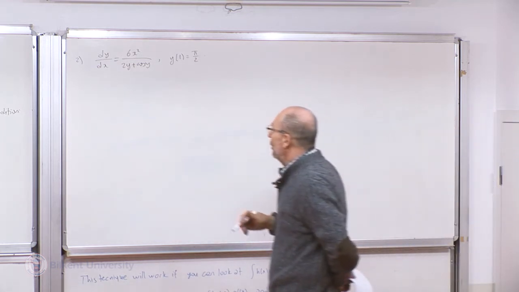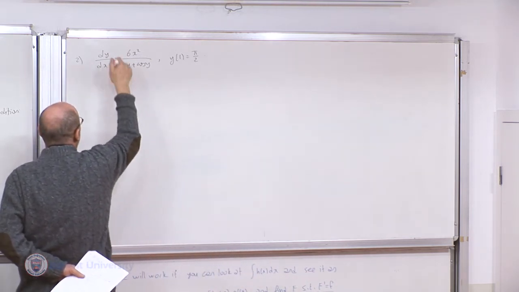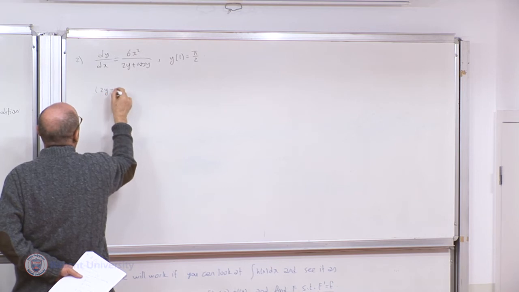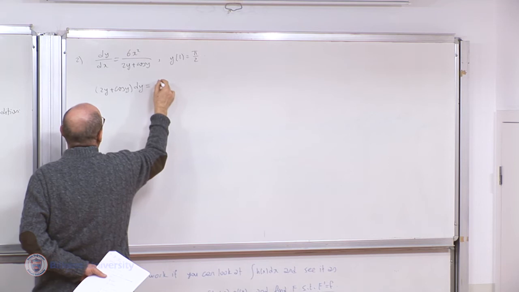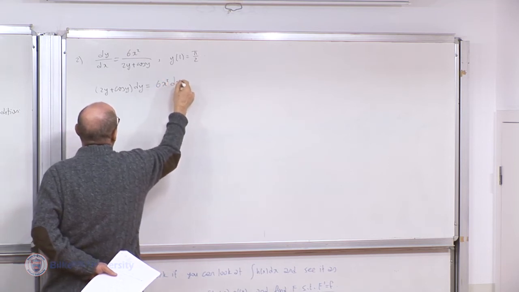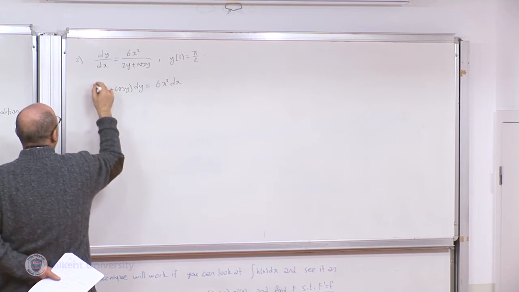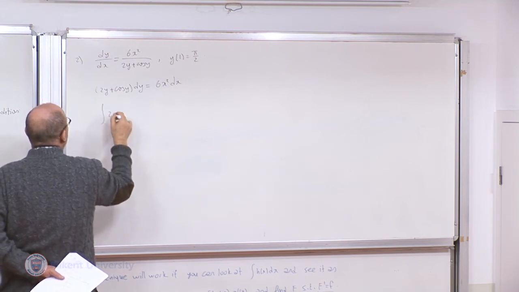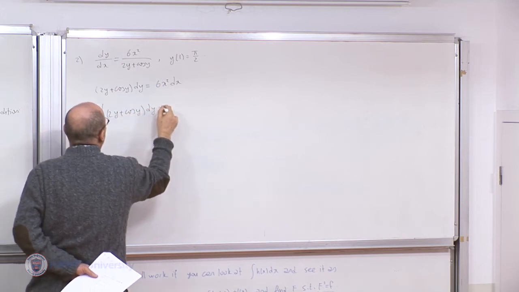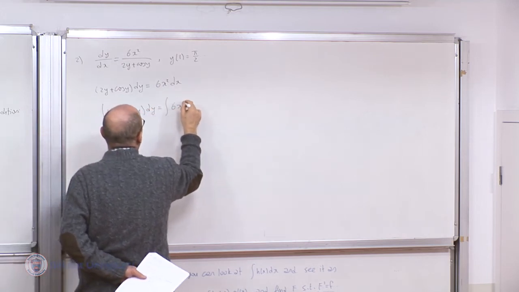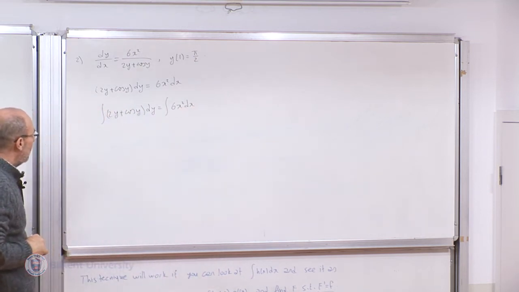So we just familiarize ourselves with these things. So if I do cross multiplication, I'll get 2y plus cosine y dy equals 6x squared dx. Now I want to integrate them. Okay, so since we are at the beginning, let me write this step by step. Okay, now I can integrate these things easily.